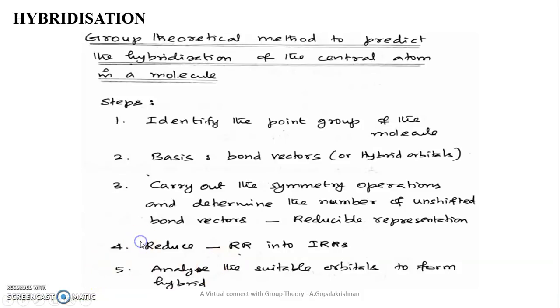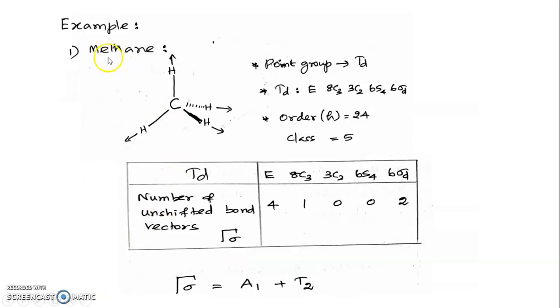So the first example, here I have taken the methane molecule. We know very well methane has a tetrahedral shape and the point group of methane is Td. In the Td point group, these are all the symmetry operations we have: identity, C3, C2 operation, S4 operation, dihedral plane operation, that is reflection. What is the order? Order is the total number of operations. So totally we have 24 operations. Therefore, the order of the group is 24.